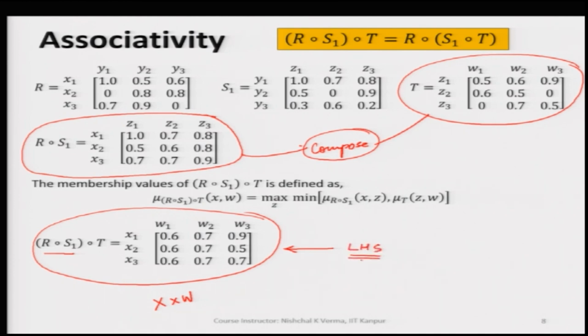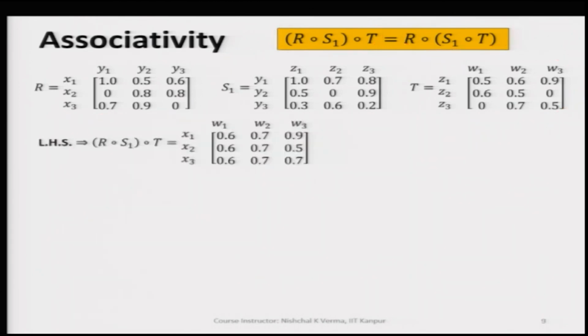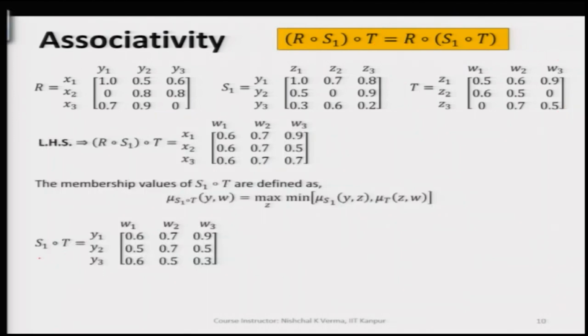Now, in the property, let us try to find the RHS. So, we see that this is the RHS part and this is the LHS part. So, we have done the LHS. Now, let us find the RHS part using the same set of fuzzy relation matrices. So, let us now find the S1 composition T.